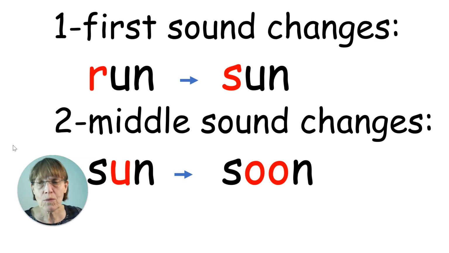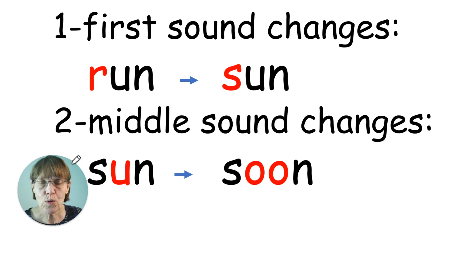So when we look at the word run, r, a, n, a three-sound word, it changes to s, a, n. So the R is gone, and now we have an S sound. Run to sun.